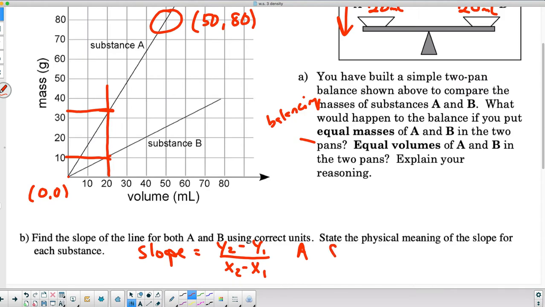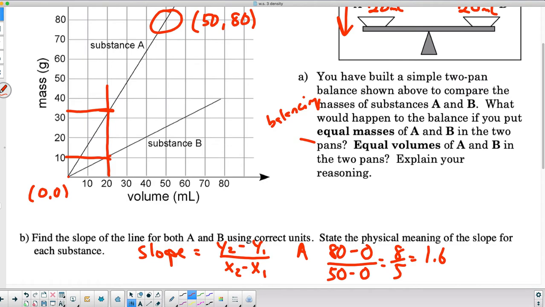So I do 80 minus 0, because I'm using that as, you guys have got this already. You understand. And then 50 minus 0, which means I get 8 over 5. 80 minus 0 is 80, 50 minus 0 is 50, and cancel the zeros. So whatever that is, I think it's 1.6. That's for A.